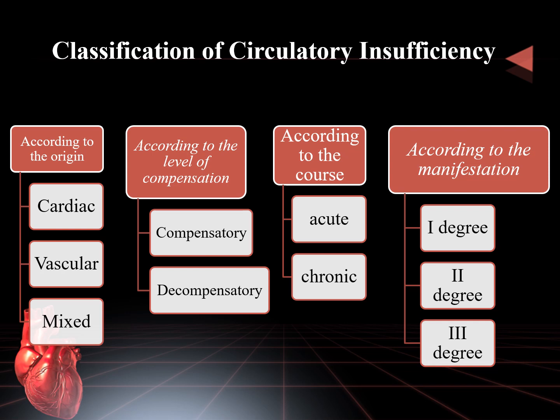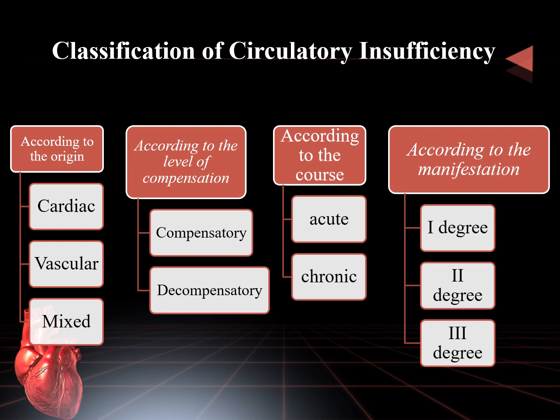In the compensated form, the signs develop only during physical exertion. And in decompensated forms, all signs of circulatory insufficiency appear even at rest. And according to the cause, acute and chronic forms are known. For example, in myocardial infarction, paroxysmal tachycardia, cardiogenic shock, acute circulatory insufficiency develops. And for example, in cardiosclerosis, cardiodystrophy, heart defects, the chronic form of cardiovascular insufficiency develops.